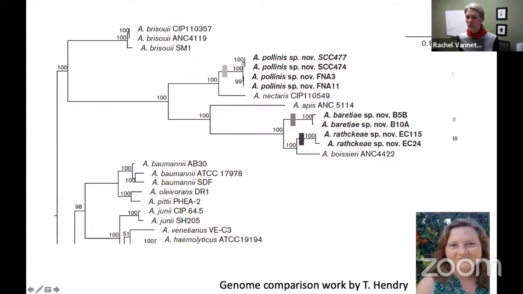So if we zoom in just on this pollinator associated clade, we see we have new species called Acinetobacter pollinis, Barrettii, Rathii, and a couple others that aren't actually shown here.